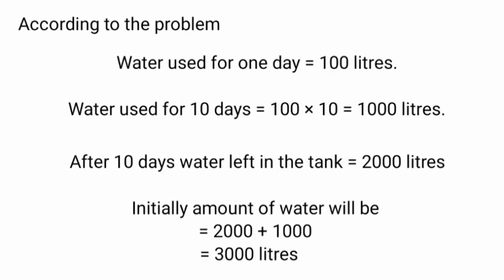To get the initial amount of water, we have to add these two amounts of water, which is 2000 liters plus 1000 liters, equal to 3000 liters. Therefore, the initial amount of water will be 3000 liters.